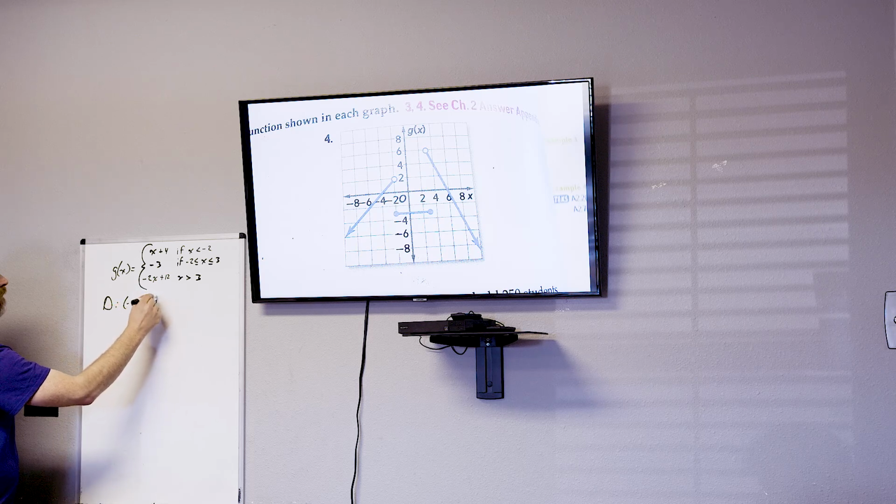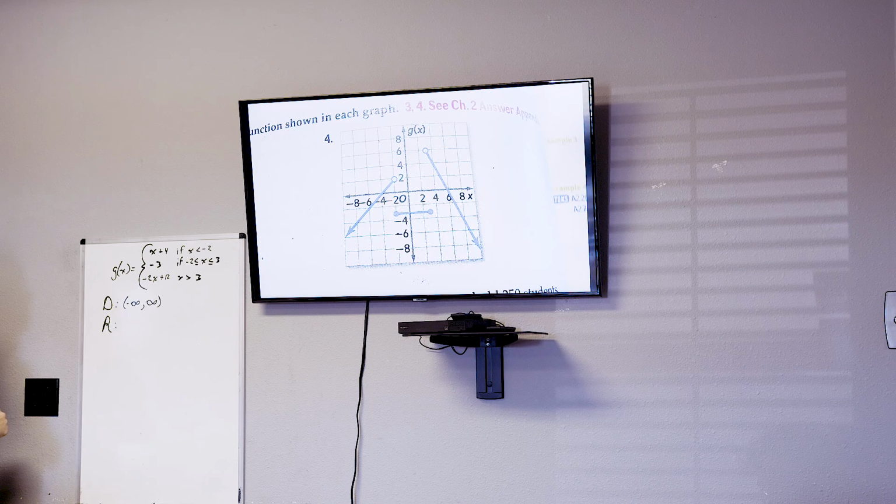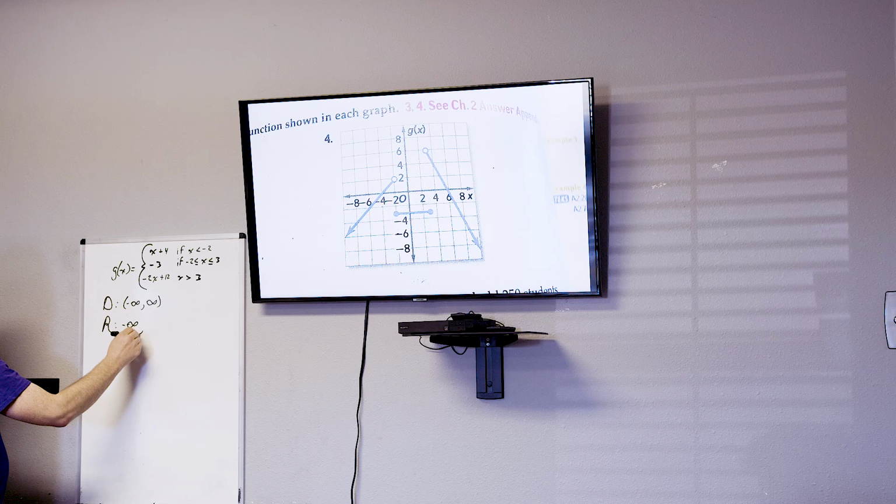Oh, right, the weird fried egg. And the range? From negative 1 to infinity. And then the other one, to not including 6.